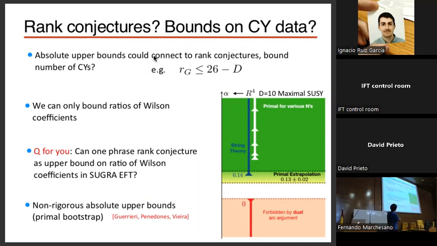But there's interesting progress putting non-rigorous upper bounds by just writing ansatz amplitudes and seeing what is the nicest amplitude I can write, which is unitary and causal and has some value of the Wilson coefficient.